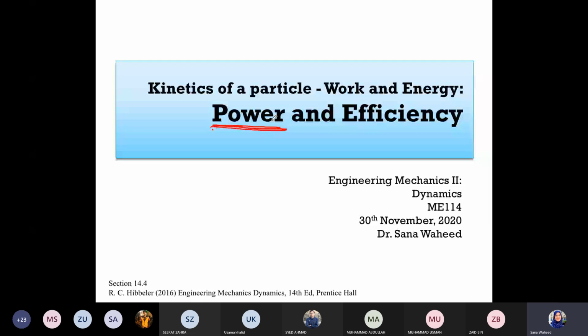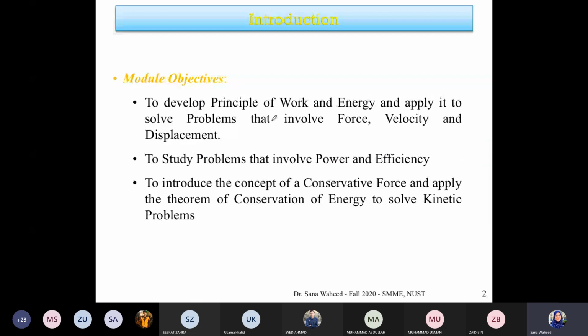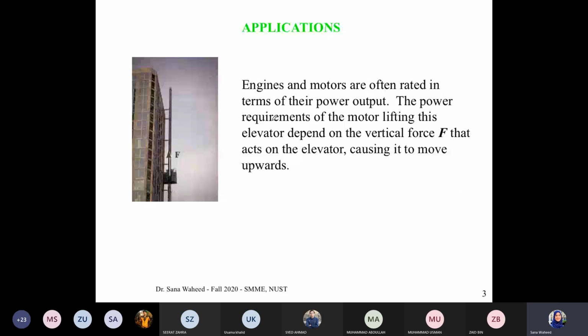So the point is that it's not just enough to be talking about the total work or energy involved in a particular problem, but also the rate at which that work is being done or that energy is being transformed and so forth, right? So that's why this concept of power comes in extremely handy and is very important. As I just said, the physical entities which do work or provide energy have a rate at which they do that work.